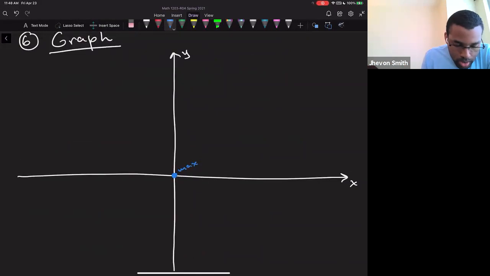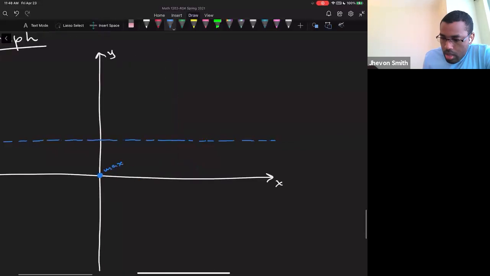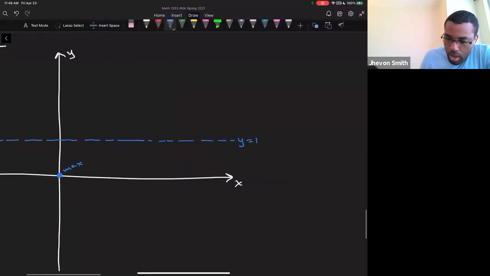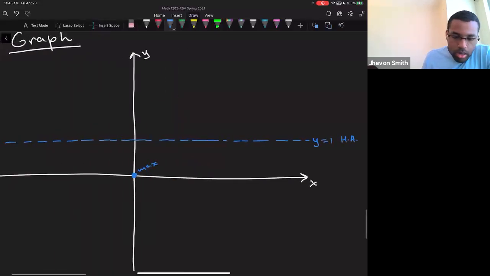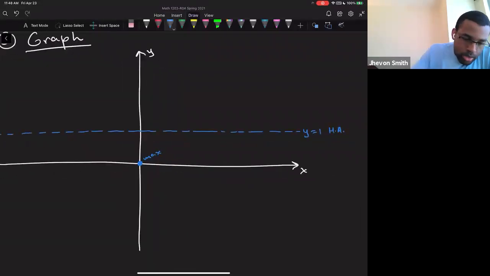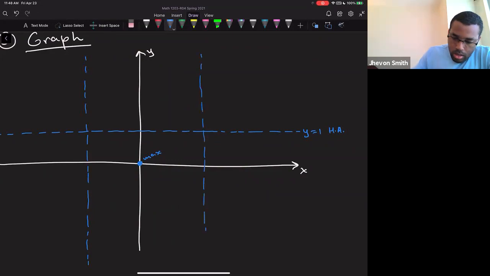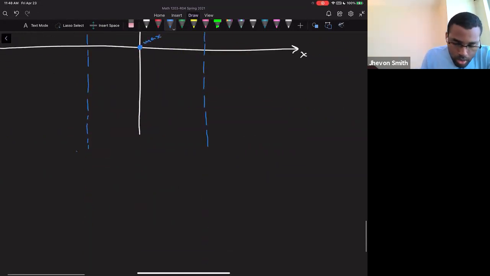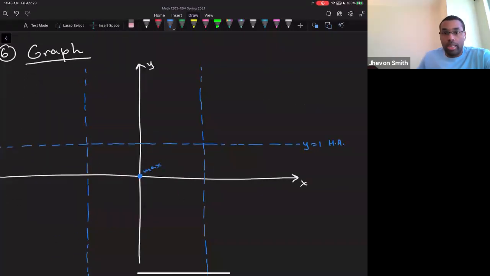So there's an asymptote here. This is y equals 1. That's an HA. And then we have vertical asymptotes. Here. Here. So this is x equals -2. It's a vertical asymptote. Here's x equals 2. It's a vertical asymptote. So you put in the asymptotes next.